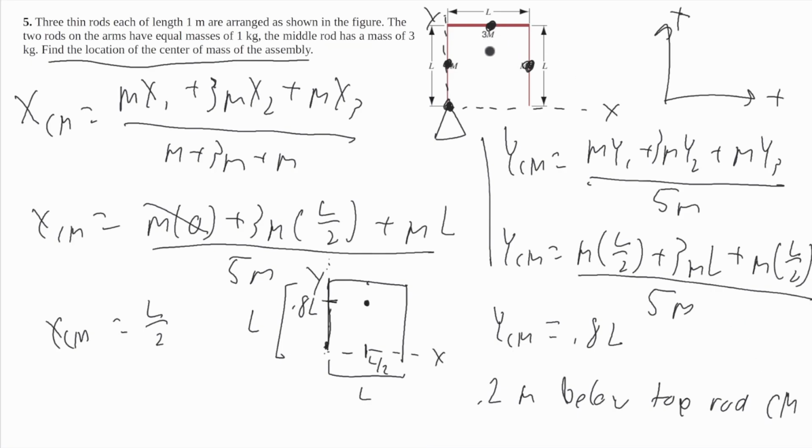So the center of mass of the assembly is going to be 0.2 meters, because it tells us that the length is 1 meter. So this will be 0.2 meters below the center of mass of this top rod. And that is your final answer.